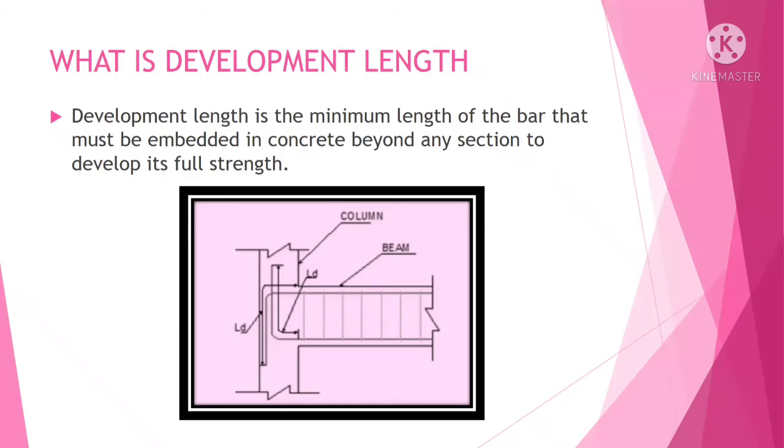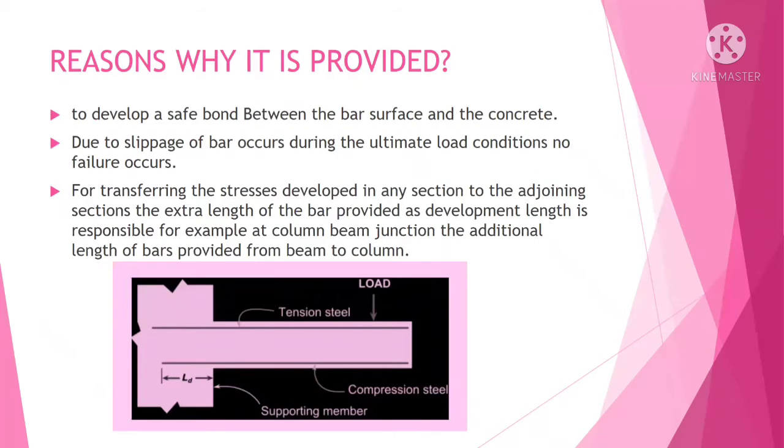So development length is the minimum length of the bar that must be embedded in the concrete beyond any section to develop its full strength. The next is why we are going to provide the development length. What are the reasons? The first very basic reason is to develop a safe bond between the bar surface and the concrete.